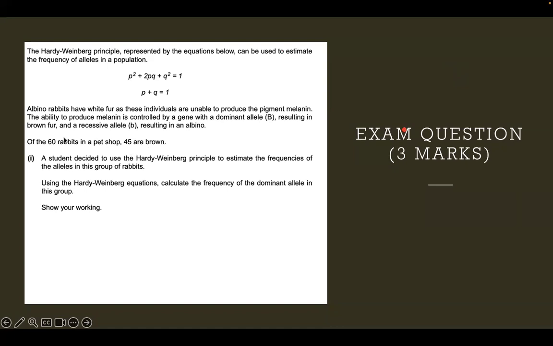So first of all, we know that there's 60 rabbits in total. So that's 60 rabbits essentially representing our one here. We then realize that 45 of those rabbits are representing the dominant allele, so BB. So 45 over 60 will give us 0.75. And that's basically your proportion of dominant. So you've got 0.75 being dominant and 0.25 of those rabbits being recessive, so being albino.